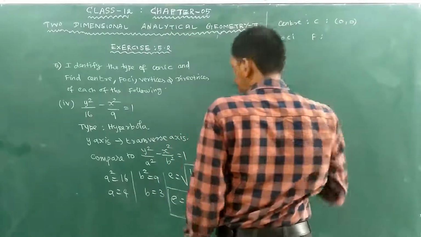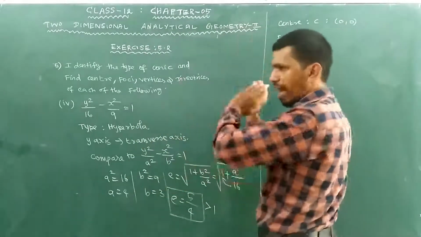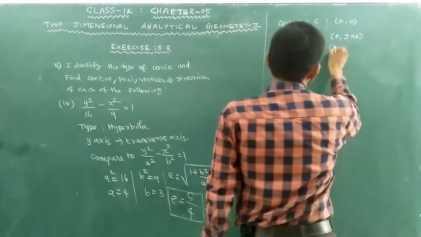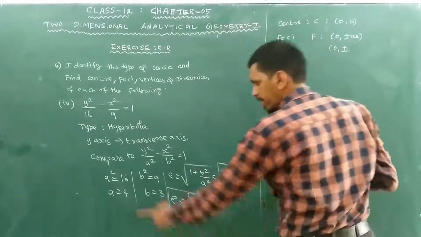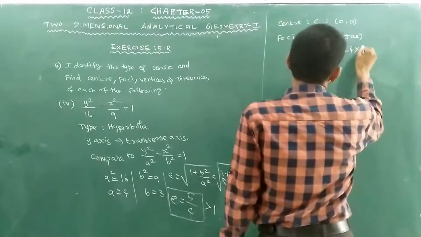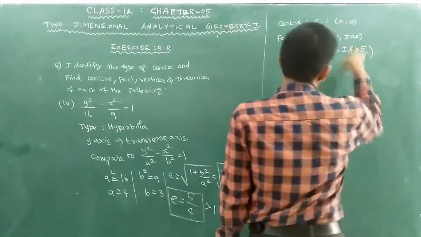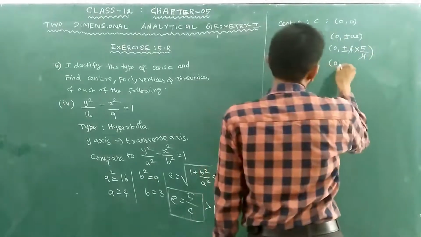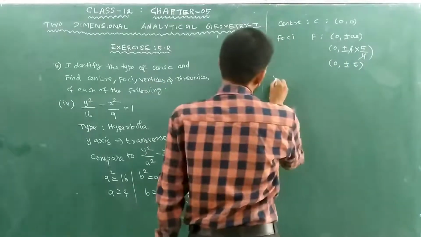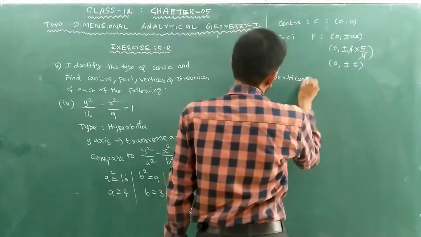Now the foci. The transverse axis is the y axis, so the foci are 0, plus or minus a times e. A is 4, and e is 5 by 4. So the 4s cancel, and the foci are 0, plus or minus 5. That is the foci.